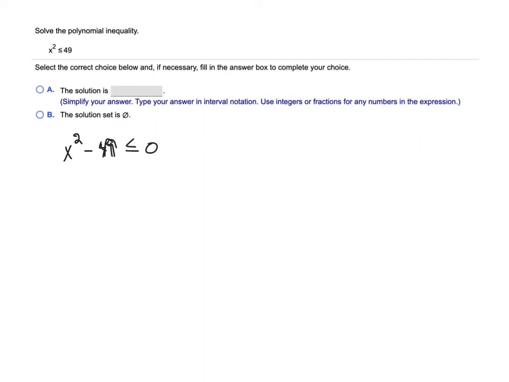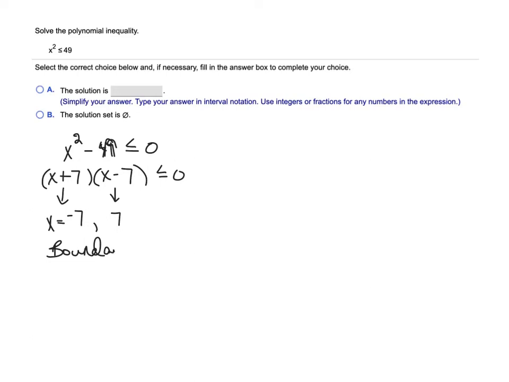From here, we can factor it. This is a difference of 2 squares. So that's x plus 7, x minus 7. And if you solve it for your boundary points, just set each one equal to 0 and solve, you get x equals -7 and +7. These are our boundary points. This is what we're going to plot on our number line.